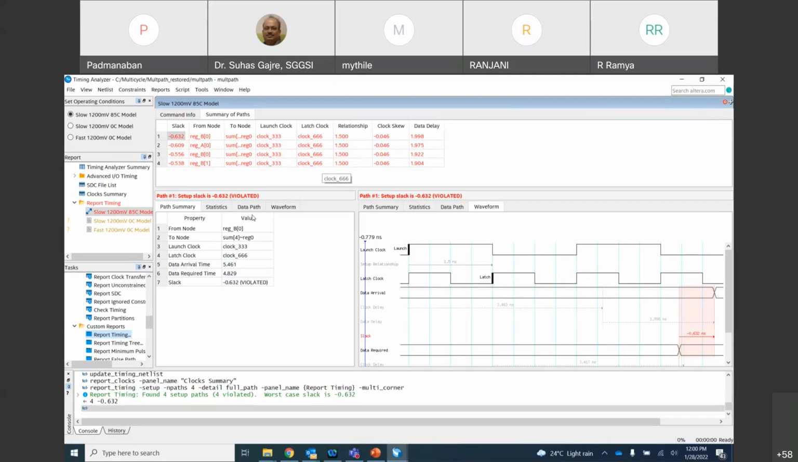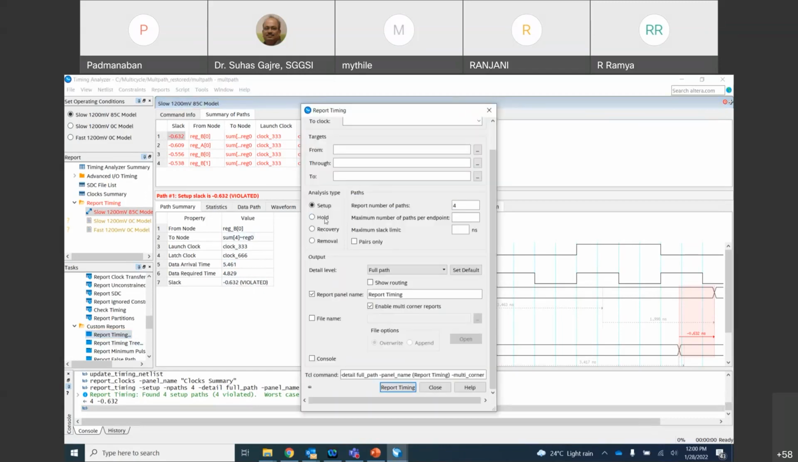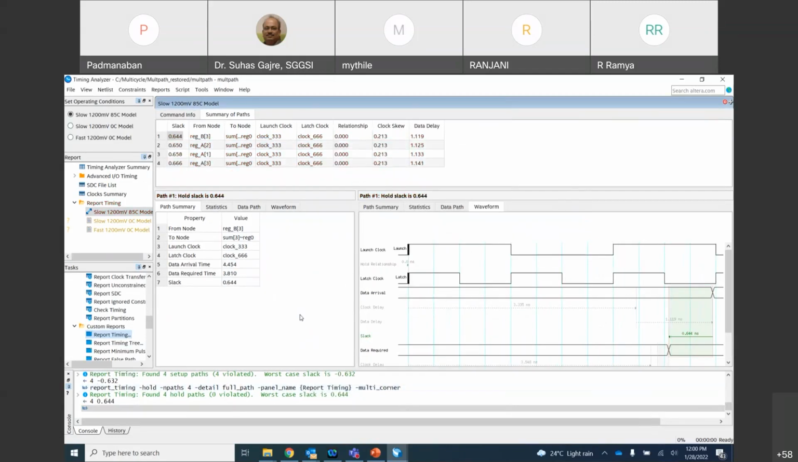Okay, so can we check the hold analysis? Yes, we can try that also. Report timing, go to hold, and then we can click the hold analysis. In the hold analysis, it is arrival time minus required time. So then it shows positive slack.